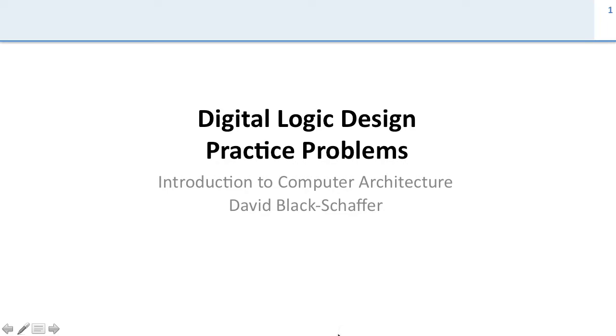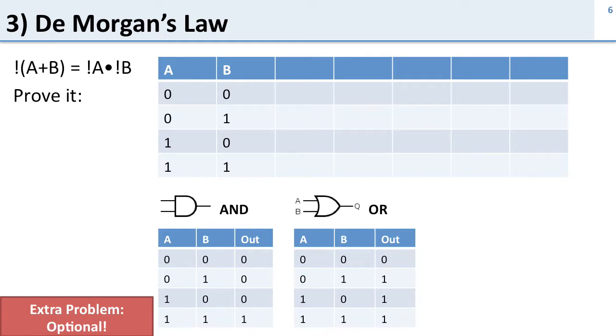So now let's go through the optional problems for the digital logic design practice problems. The first one of these was something called DeMorgan's Law. And DeMorgan's Law says this here. It says not (A or B) is the same thing as not A and not B. And so for this problem, we're going to go ahead and prove it by filling in the truth table.